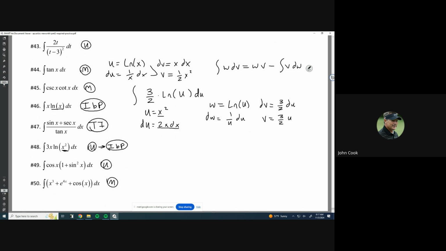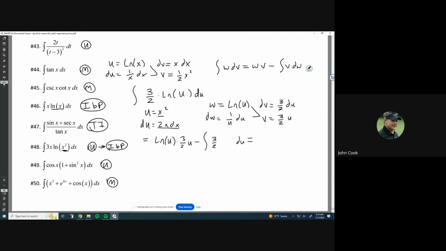All right, so then we write up our little pattern here. So it's going to be natural log of u times 3/2 u, minus integral of the v part, 3/2 u, times dw, which is 1 over u du. And you see immediately that this thing is going to get a lot easier, right? Because that u and that 1 over u just make it 1 overall. So that's pretty much gone, and then our antiderivative is super easy from here on out.